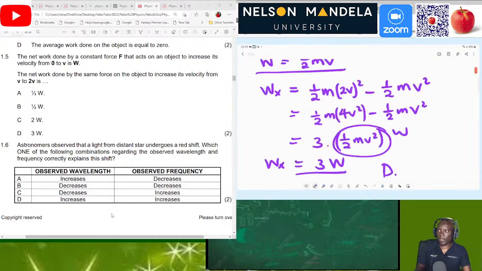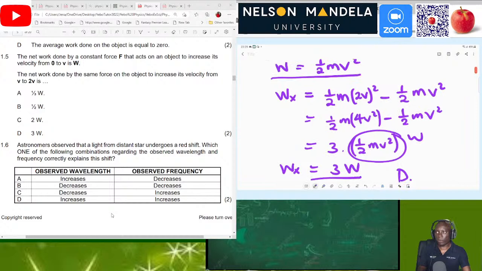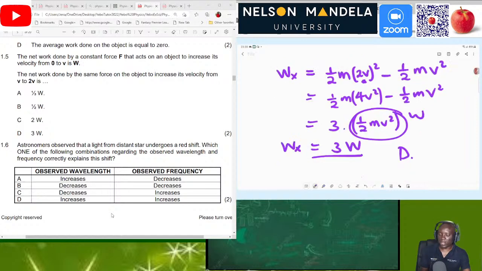Okay, so this is what I was explaining. The unknown work done in changing the velocity from v to 2v will be the change in the kinetic energy, where the final kinetic energy is half m times 2v all squared minus half mv squared. So you do the mathematics there, you would find that one is 4 times half mv squared, the other one is half mv squared, which is 4W minus W. And that gives us 3W for our answer, and that's how we got to D.